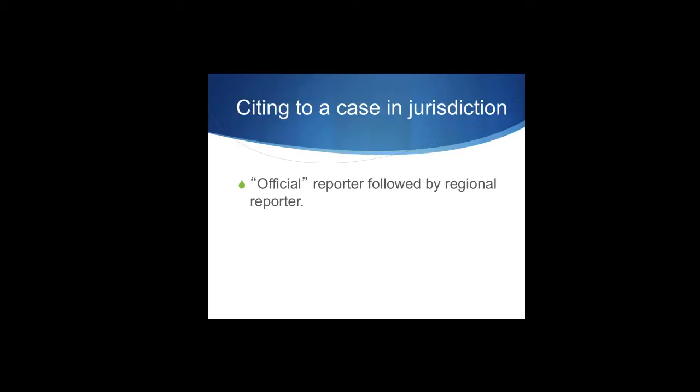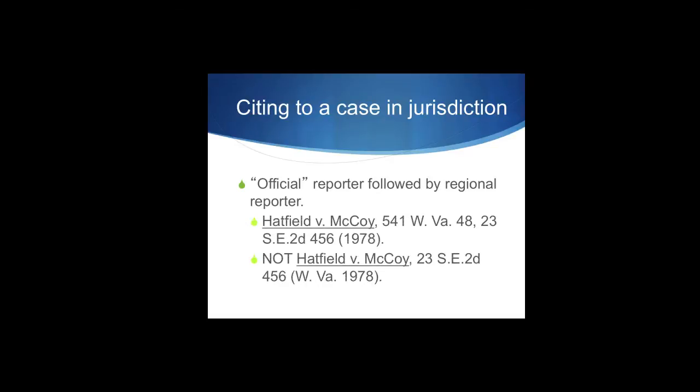So for this example, let's just pretend we're going to go into the basic Bluebook examples. And we're going to cite to a case in our own jurisdiction. In that case, we're going to put the official reporter followed by the regional reporter. It might look something like this. Say we have a West Virginia case of Hatfield v. McCoy that appeared in volume 541, page 48 of the West Virginia Reports, and volume 23, page 456 of the Southeastern Second Series Reporter.